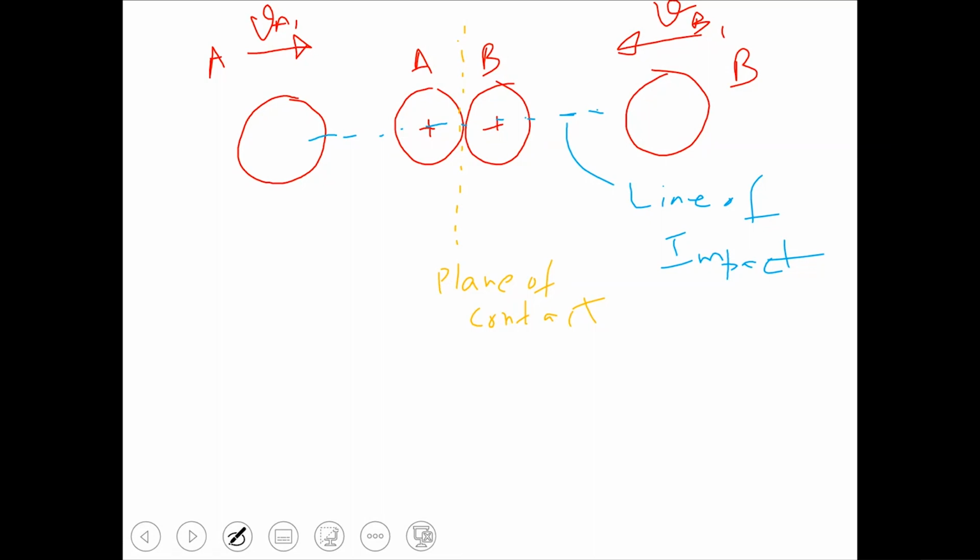Is the definition of central impact clear to everyone? Yes, sir. Okay, so just a quick review of what central impact is.